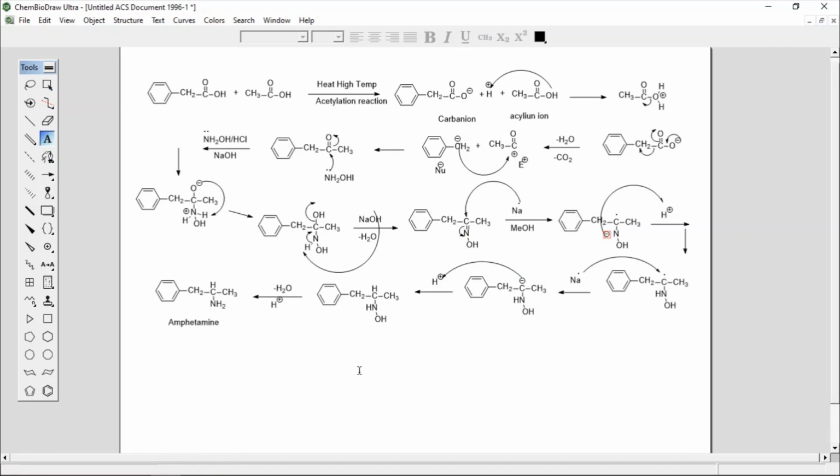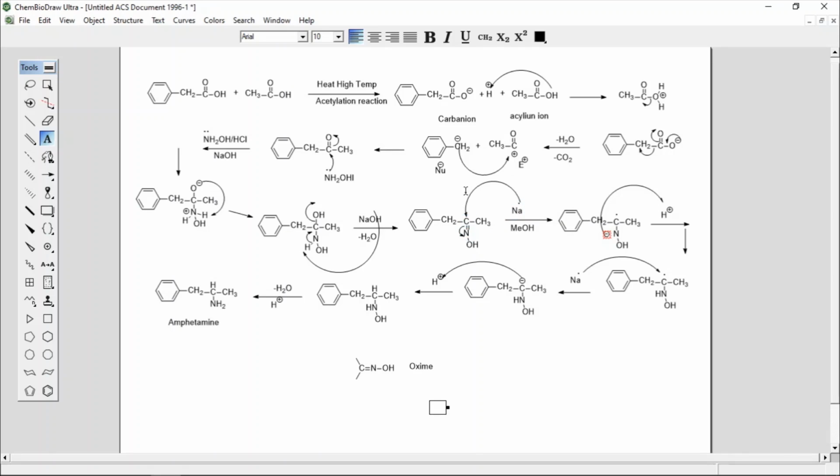The oxime undergoes reduction in the presence of sodium and methanol. So here sodium acts as a reducing agent and oxidizes itself, because in the last shell of sodium it has one electron, and it can easily give its electron to this carbon nitrogen double bond.